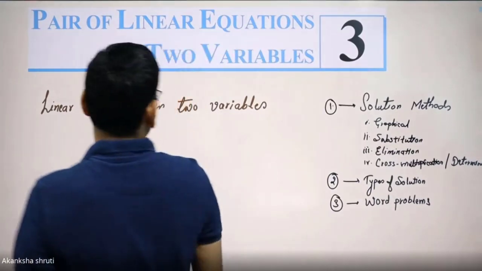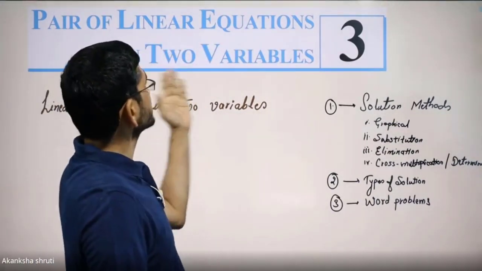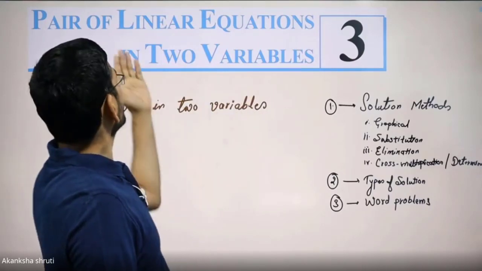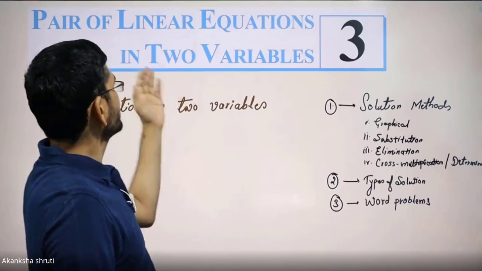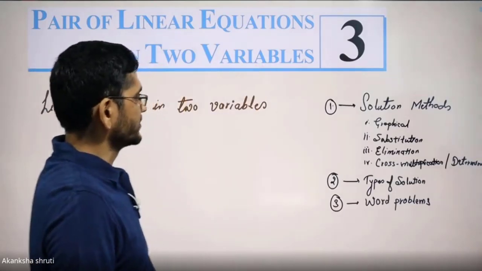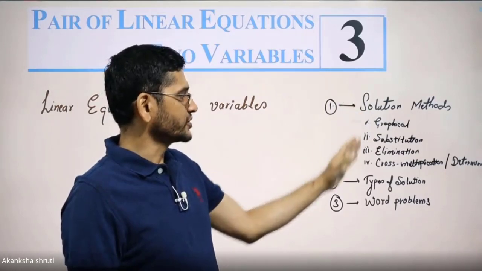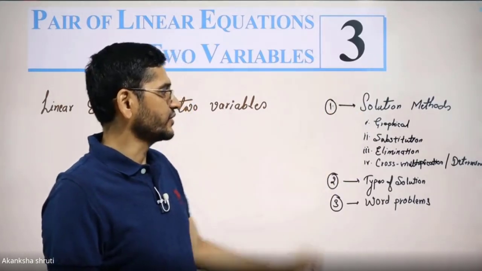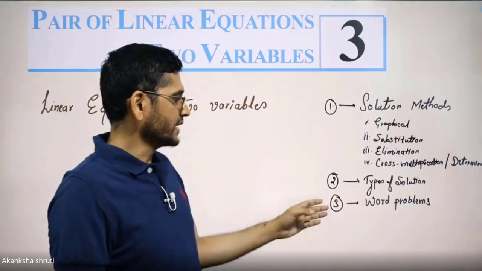Pair of linear equations in two variables. We will understand why it is called a pair, or why these linear equations are required in pairs when they are in two variables. The content of this chapter is like this. We have to find the solution of a pair of linear equations, then the types of solution, then the word problems.